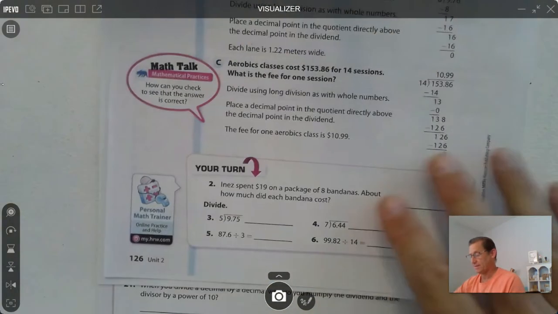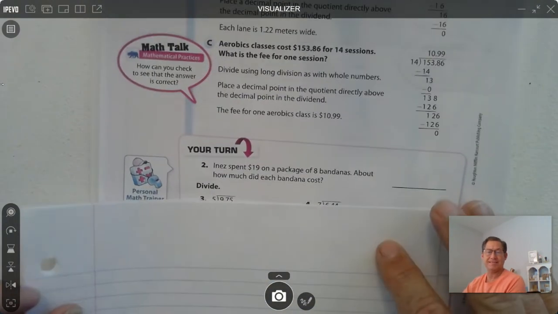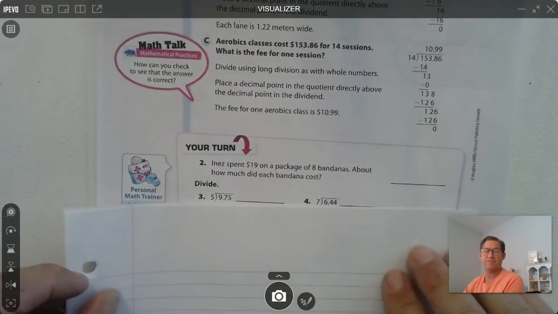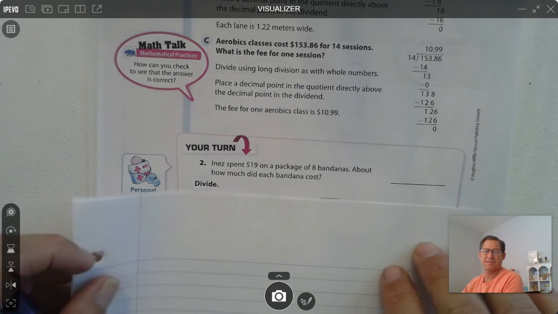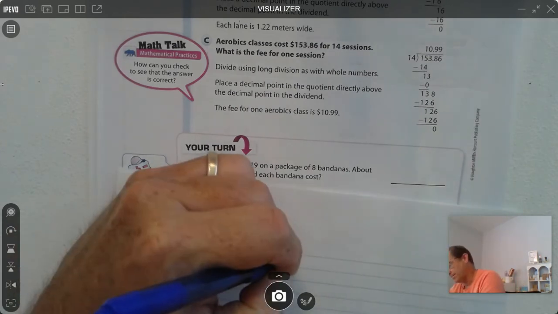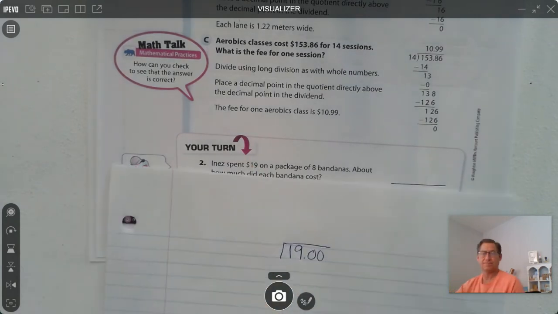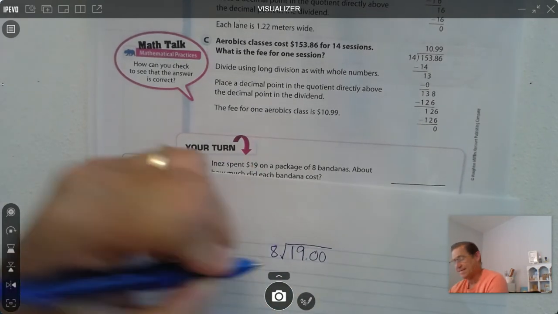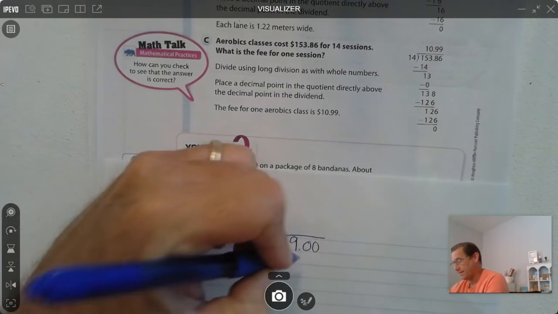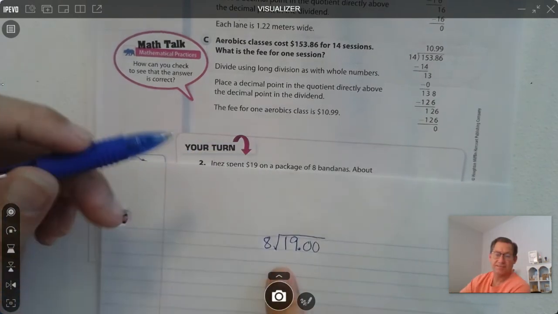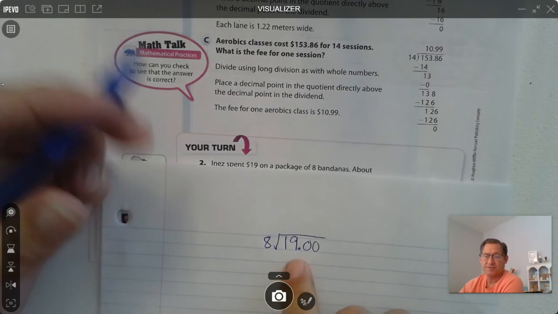All right, so now let's practice this then. Okay, so Inez spent $19 on a package of 8 bandanas. About how much did each bandana cost? All right. So we're going to put 19 in the dividend. We're going to divide by 8. Okay. So let's treat this as basically 1900 divided by 8.